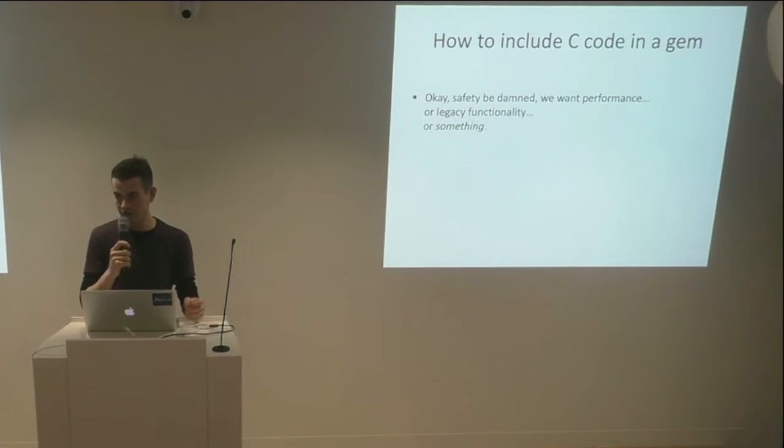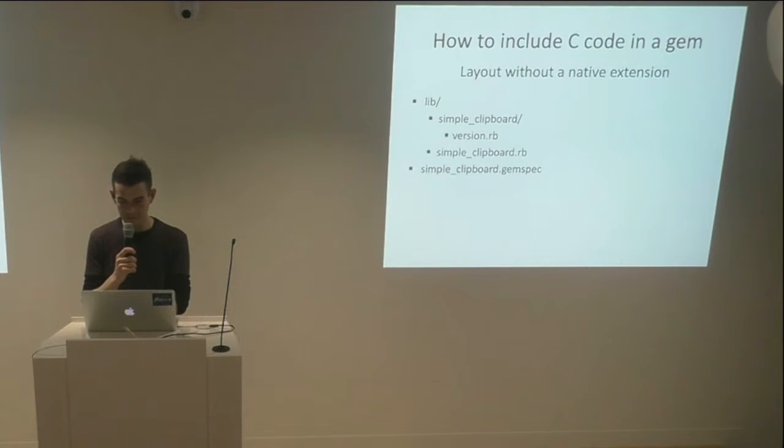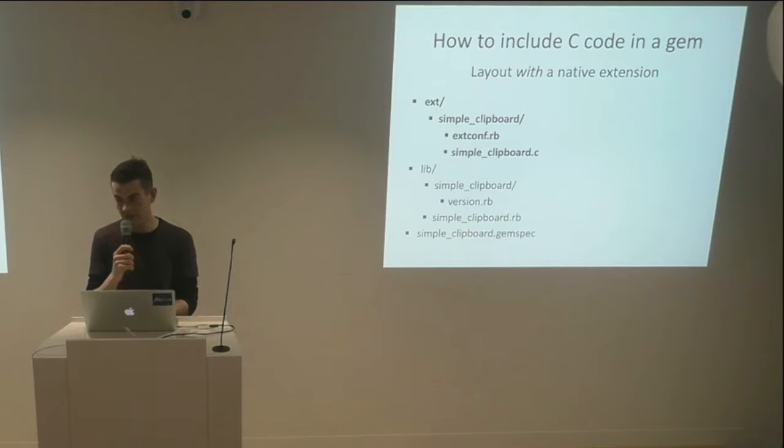So how do we actually package this up in a gem and make it really nice to use? Yeah, safety be damned. This is the structure that we'd have for a non-native gem. There's a lib directory with some source code in it. We split out the version.rb and all that, and we have a gemspec. When we have a native extension, we mirror this with an ext directory that has simple clipboard in it and those two files that we required before.